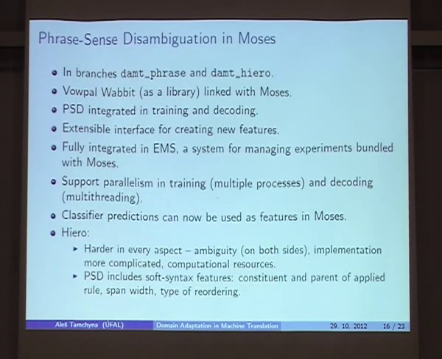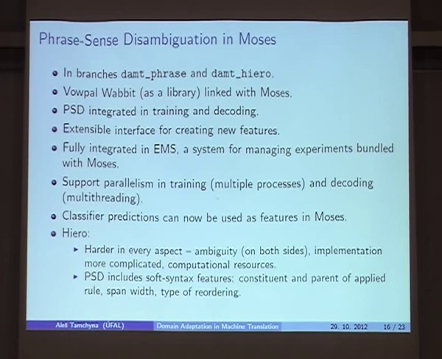Okay, moving on. How did we implement it in Moses? So you can actually use phrase sense disambiguation. It's implemented for phrase-based and for hierarchical Moses. VW can be linked with Moses as a library. Actually, VW wasn't a library before the workshop, but Hildegard added the interface, so you can now use it like that. PSD is integrated fully in training and decoding. It has a really nice and extensible interface for creating new features.